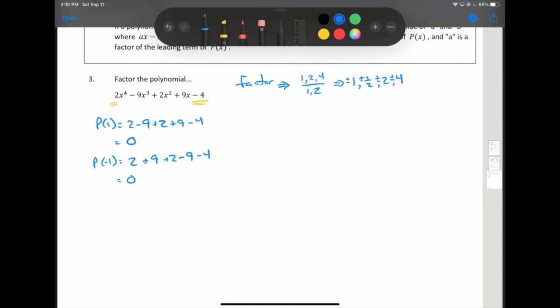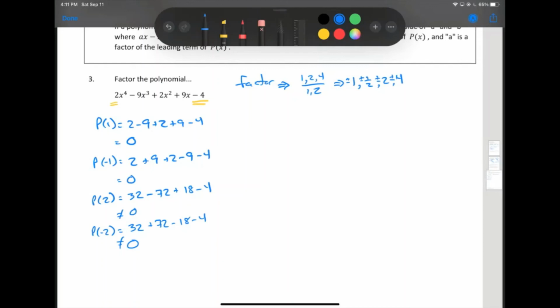Let's try the 2's. 2 times 2 to the 4. 2 to the 4 is 16, so it's going to be 32. 9 times 8 is 72, plus 9 times 2 is 18, minus 4. I don't know what that is, but it is not 0. At negative 2, we're going to get 32 plus 72 minus 18 minus 4. That is not 0.